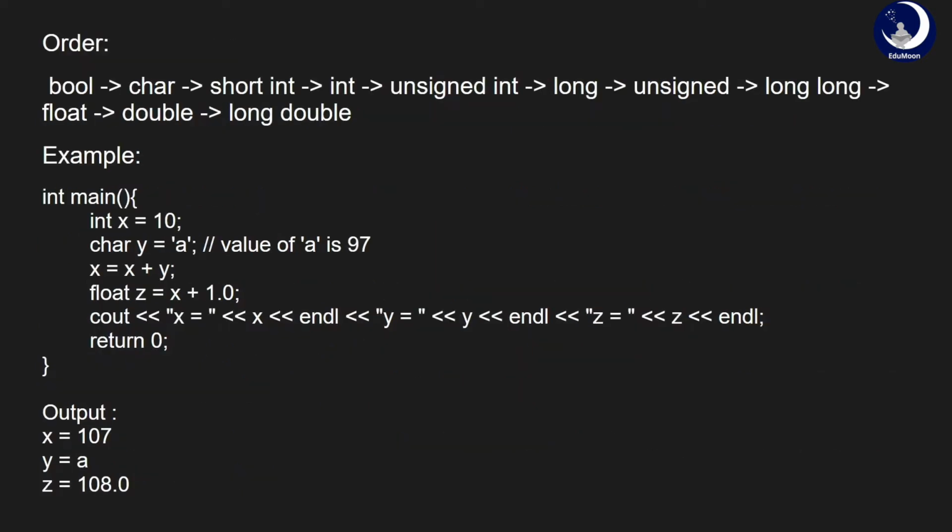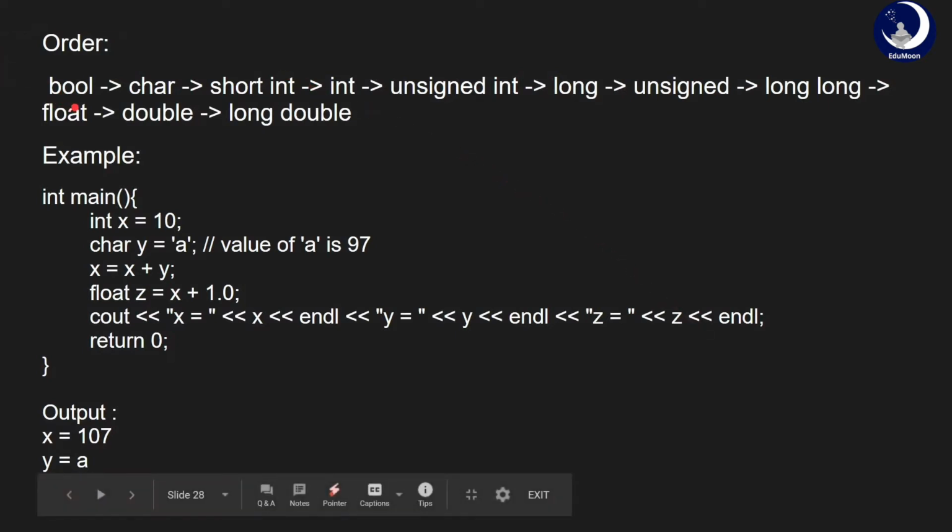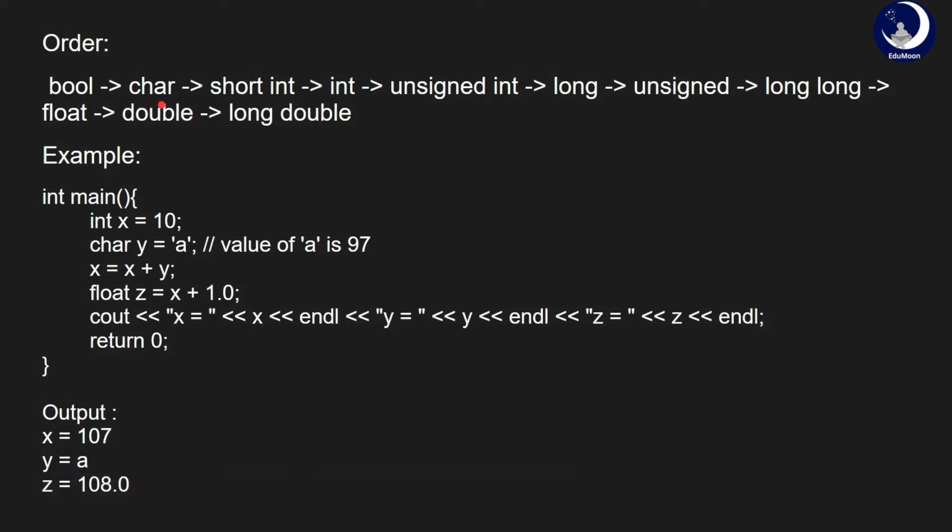So now let's look at the order of implicit typecasting. Initially the bool or boolean data type will be upcasted to character, then to short integer, then to integer, then to unsigned integer, long, unsigned long, float, double and long double. Now let's look at an example.